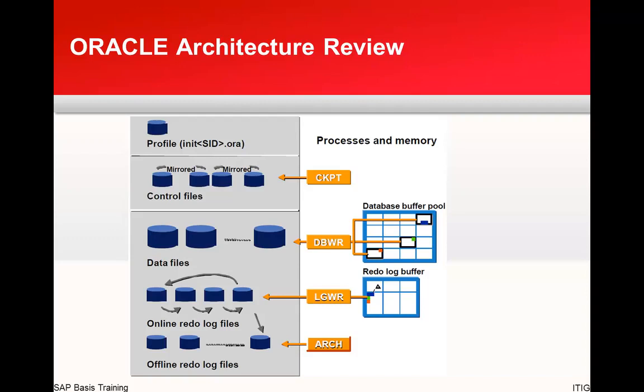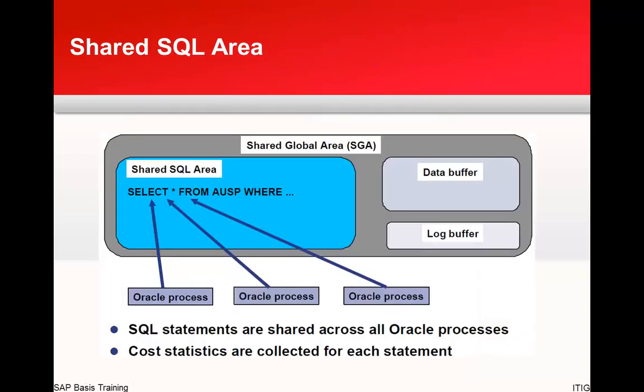This is basically the architecture where we are seeing the different components, starting from the parameter file, getting into the control file, the data files, the online redo log files and the offline redo log files. The different processes associated at each level: you have a checkpoint process, the database read write process, the log read write process, and the archive process. These are the different architectural components of an Oracle database.